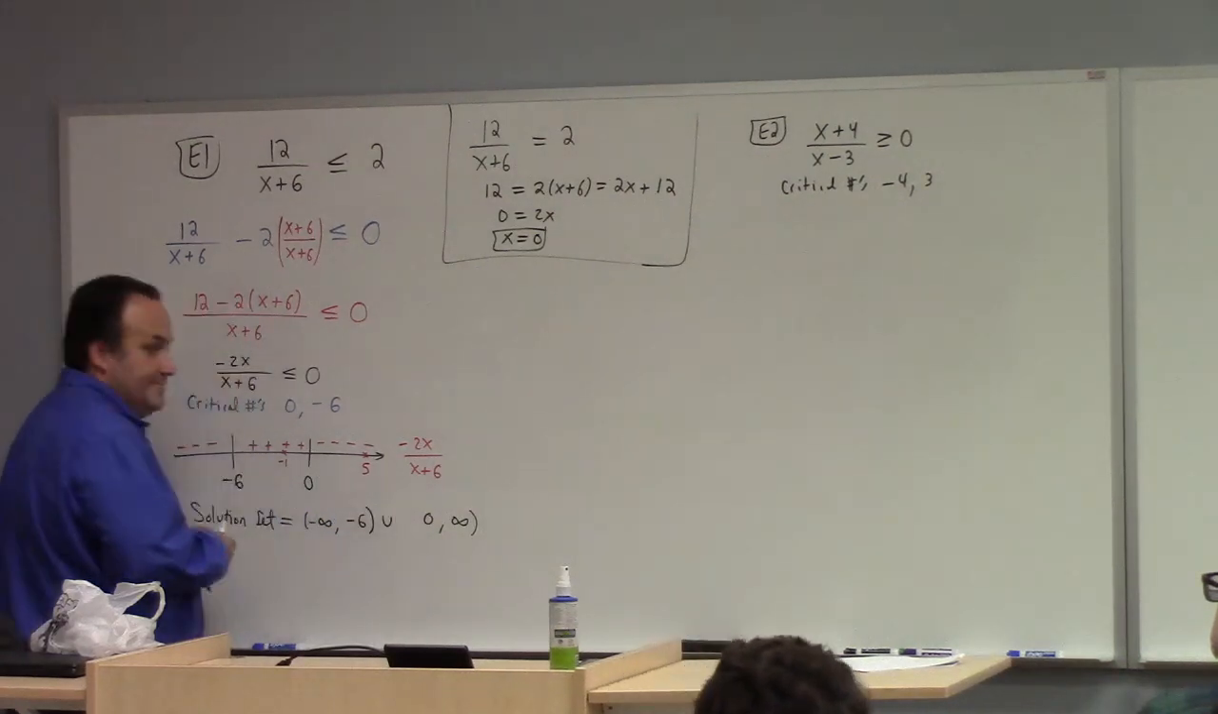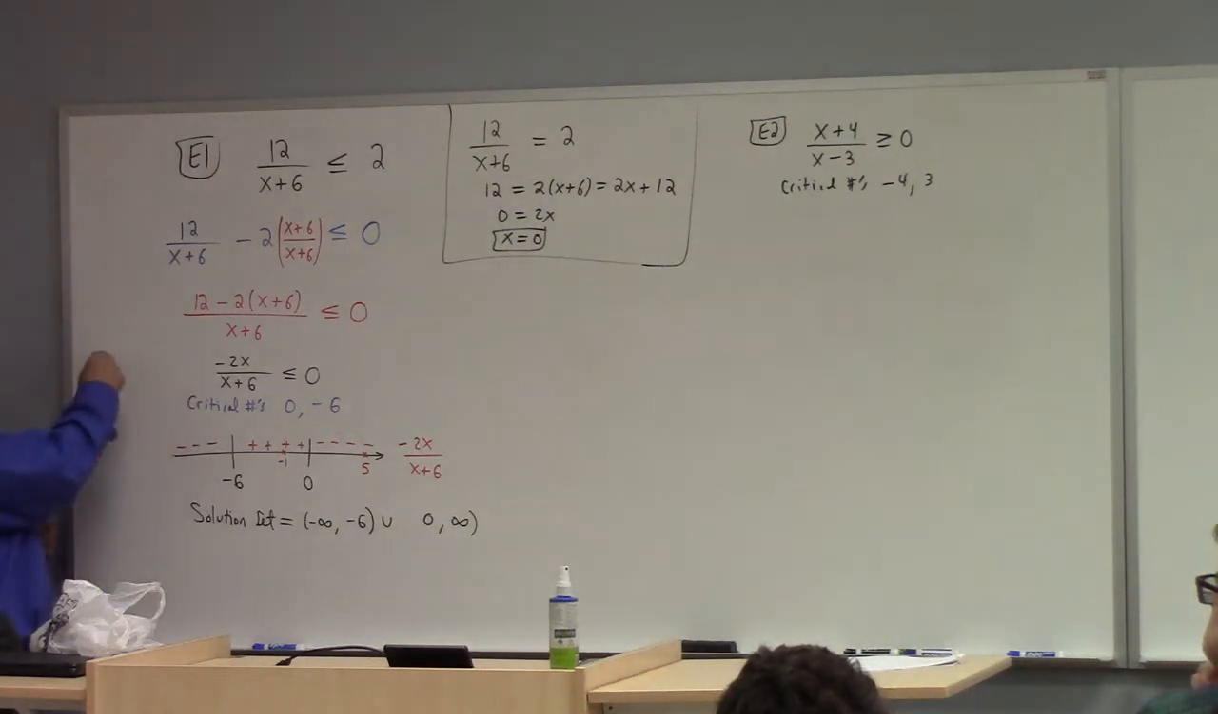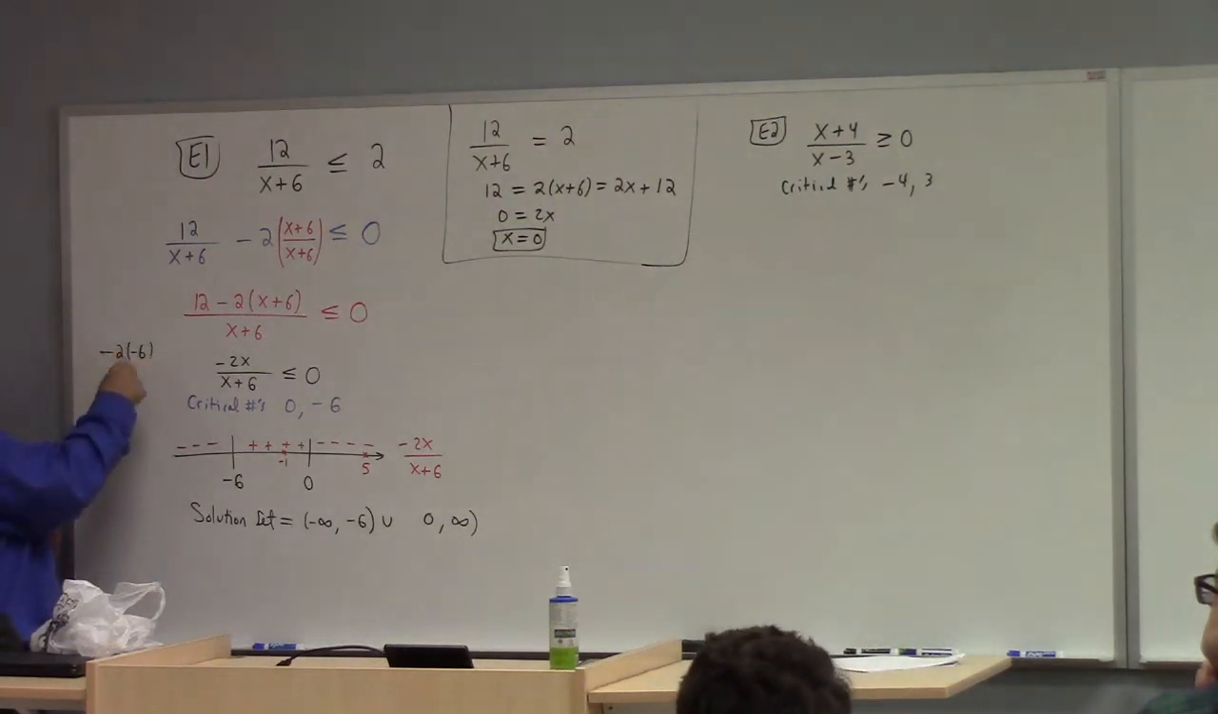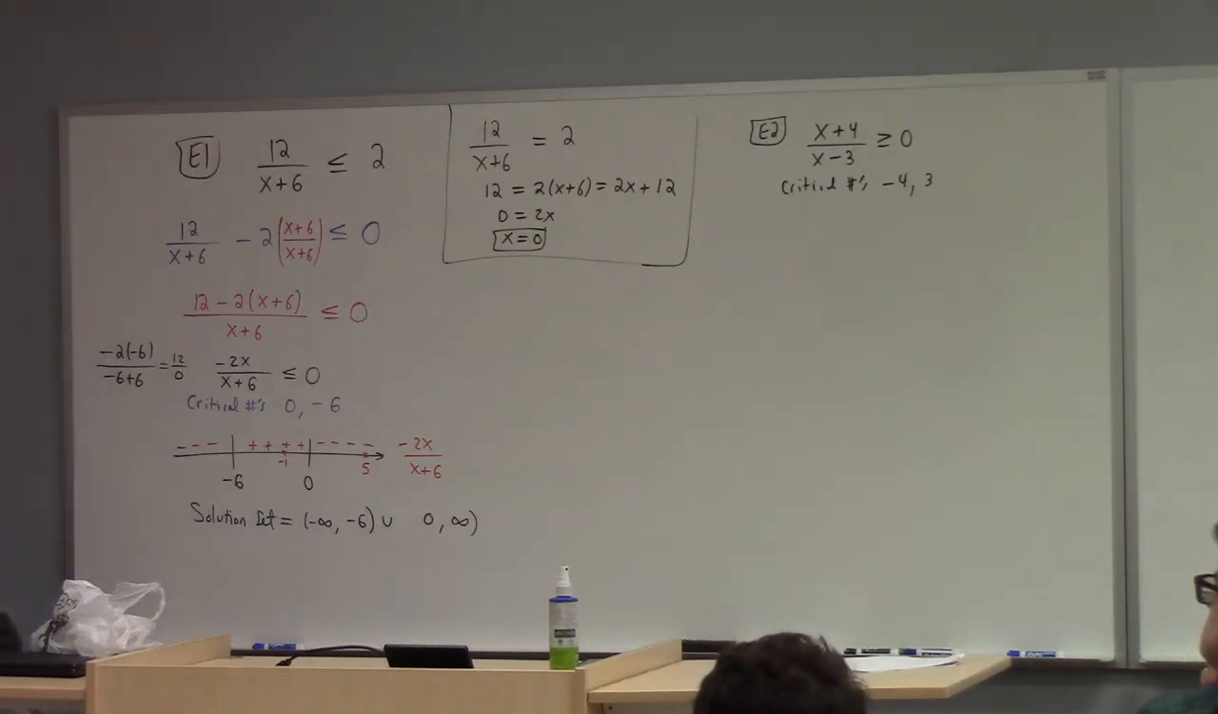But it's less than or equal to, so couldn't it be included? Well, it's in the denominator, so it's not equal to 0. It's undefined. If I plug in minus 6, I get minus 2 times minus 6 over minus 6 plus 6. This is not equal to 0. This is equal to 12 over 0, which is undefined. So that's why we have to exclude minus 6.